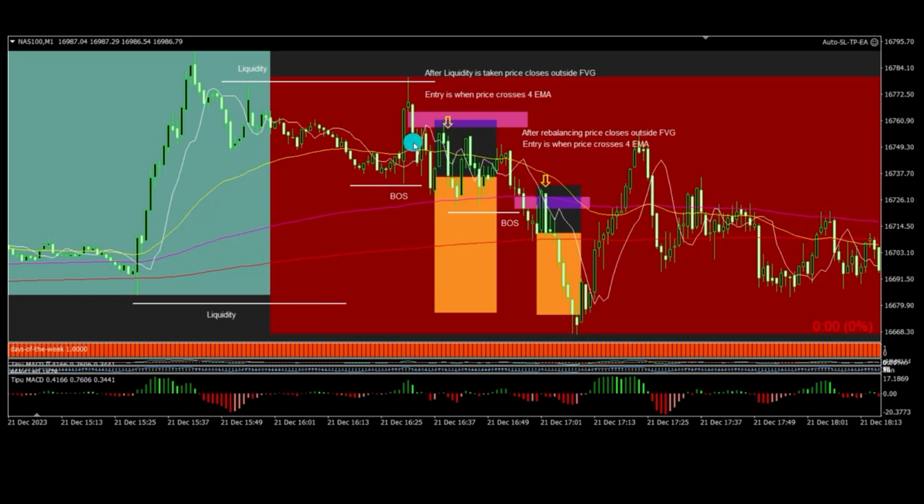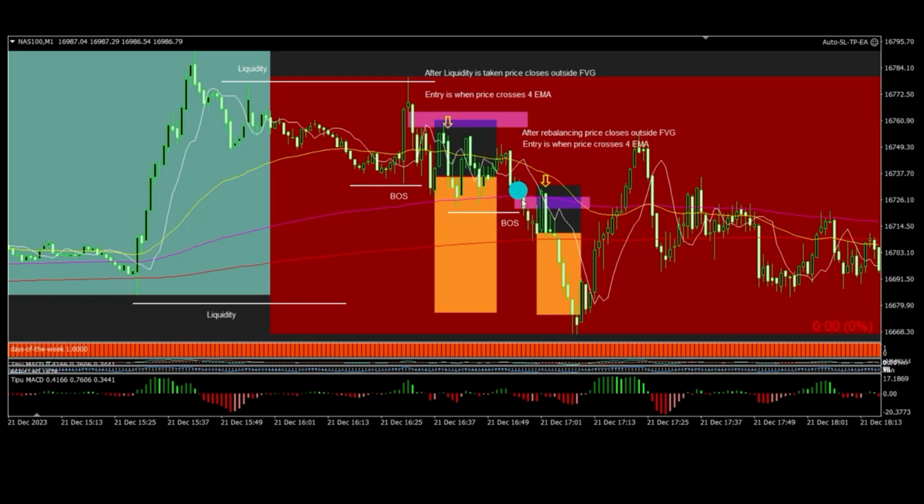Comes back up into this fair value gap, and then crosses below the 4 EMA. That is your entry. When price closes below the 4 EMA, even though all of this looks very suspicious and very crazy, you can have confirmation that your trade is going to pan out. Once you see this break of structure, a move to this fair value gap, and then a close below the 4 EMA, even though price moves back against you, you still have to just hold out until it moves down to the downside.